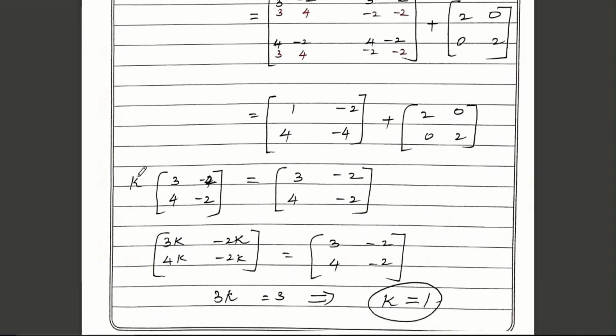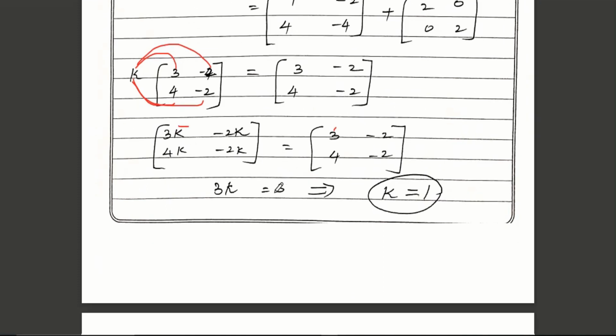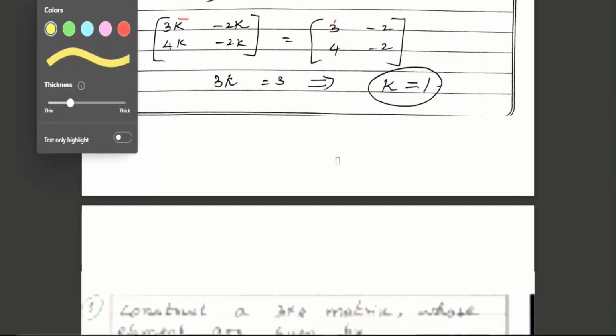What does kA mean? Every element of A needs to be multiplied by k. So it is 3 into k, minus 4 into k, 4 into k, and minus 2 into k, that is what we have written here. Two matrices are equal when the corresponding elements are the same. Hence 3k equals 3, therefore k equals 1. That is what we have got. Next we move on to the next sum.